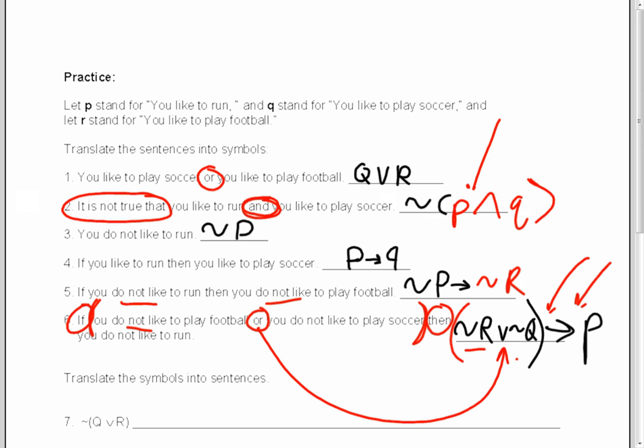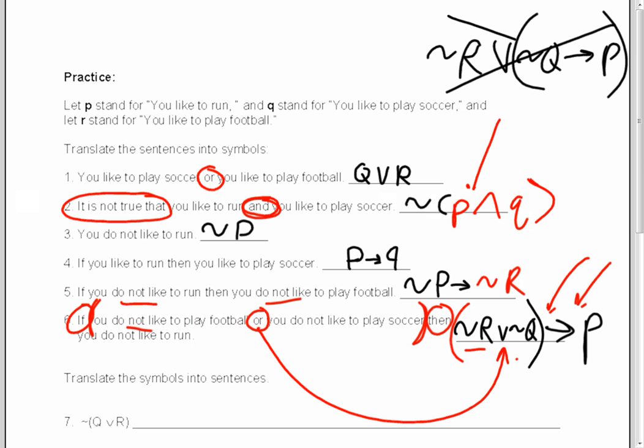You do not like to play football. You do not like to play soccer. Then the arrow, then P. How many people have that? Did you leave out the parentheses? If you don't have the parentheses, then you might have a situation where you don't know, is it this or is it this? Putting in the parentheses makes sure that you're not doing that version.